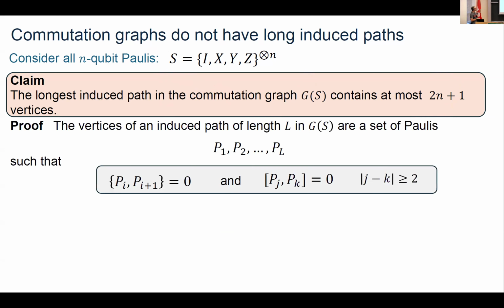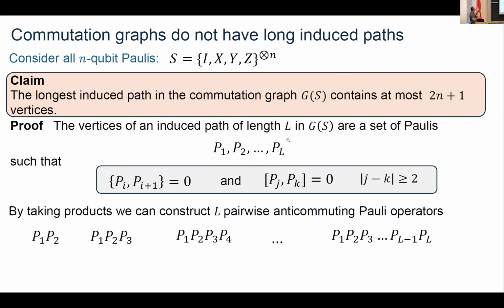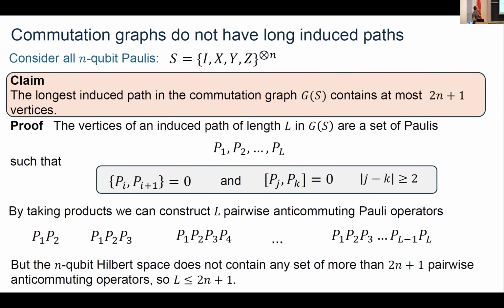And you can show this algebraically, because if you had a set of vertices that form an induced path of length L, then from them you can construct products of the neighboring vertices, up to 1, 2, 3, 4, etc. So you get L different products, and these are all pairwise anti-commuting. And in a Hilbert space of n qubits, you can't have more than 2n plus 1 pairwise anti-commuting operators. This is a fact from algebra. So that's kind of the proof of this statement.